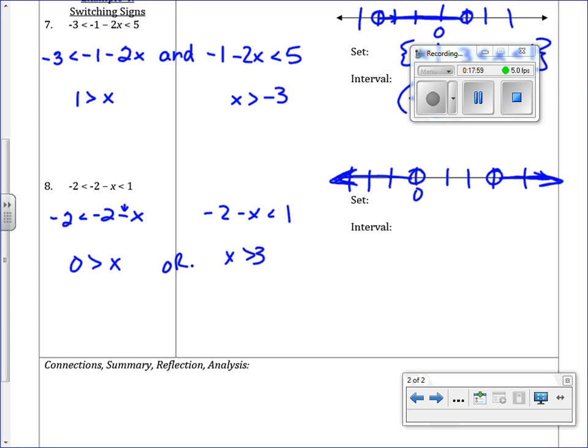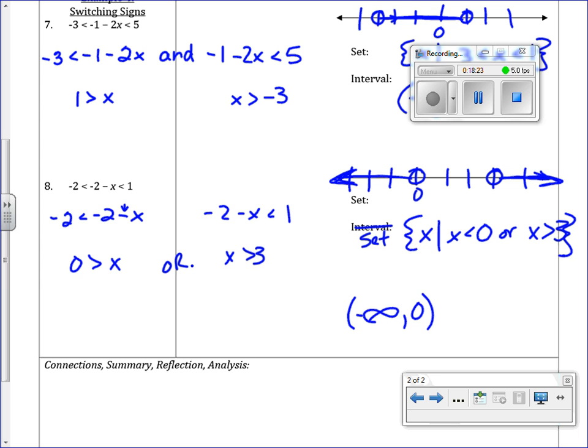So this is going to turn into, for set notation, x such that x less than 0 or x greater than 3. And so then we have negative infinity, comma 0, in union with 3, comma infinity.